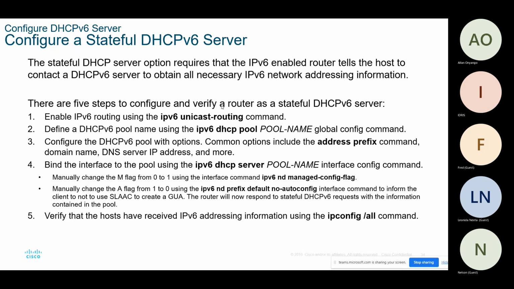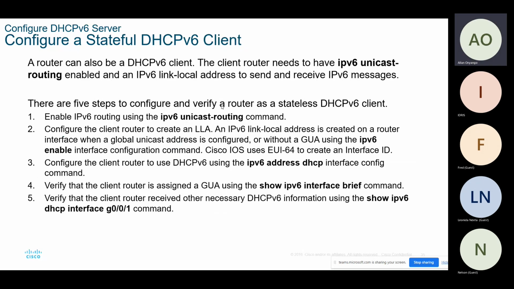All right. Now, it's important to note that you can also configure a router to become a DHCP client. How can a router receive an address automatically? Obviously the first thing is you need to enable IPv6 routing by saying IPv6 unicast-routing.